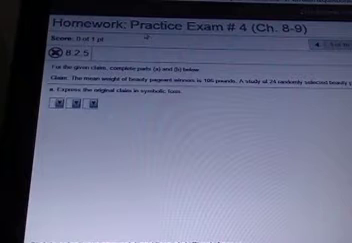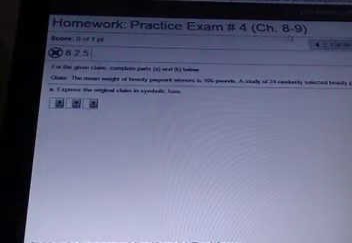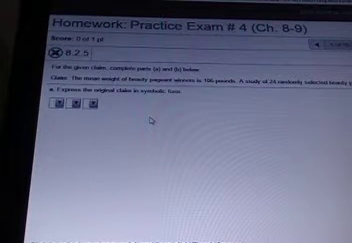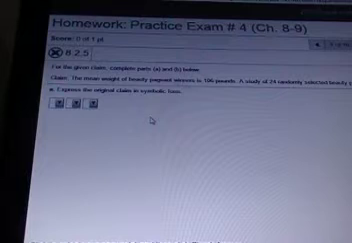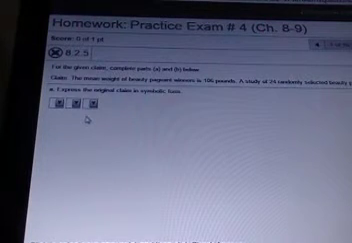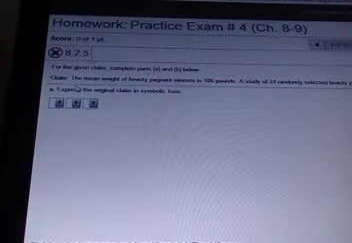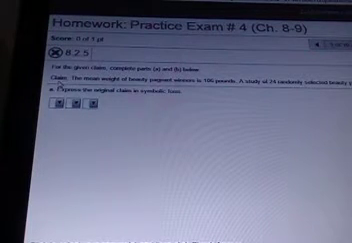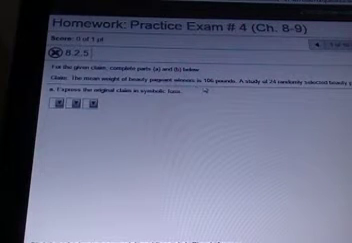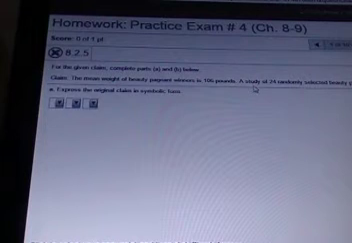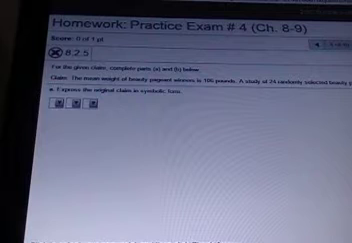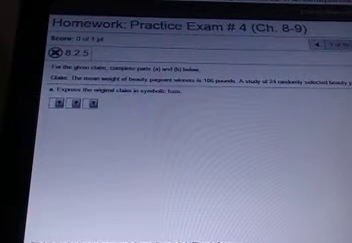Okay, we are doing practice exam number 4 today, chapters 8 through 9, 16 questions, and this is the beginning of hypothesis testing. So most hypothesis tests have some kind of claim in the problem that you're trying to prove or disprove. And here it says the claim is the mean weight of beauty pageant winners is 106 pounds. A study of 24 randomly selected beauty pageants resulted in a mean winner weight of 111 pounds.